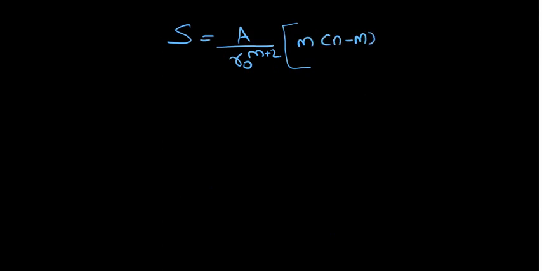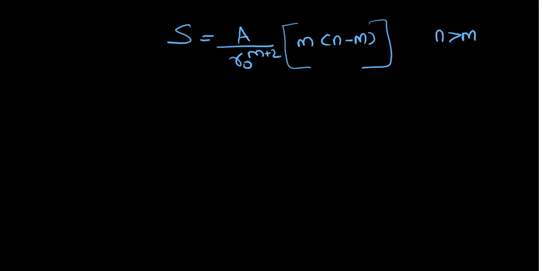Remember, m and n are exponents. m corresponds to the exponent in the attractive term of the potential energy, and n corresponds to the exponent in the repulsion term in the potential energy, and n is greater than m.